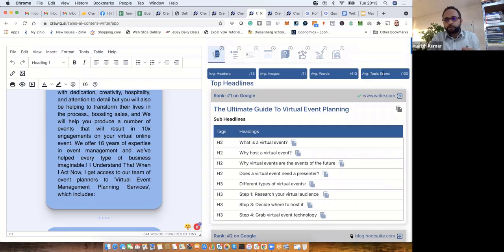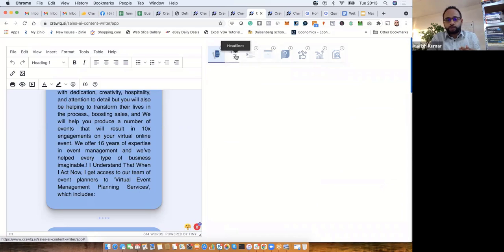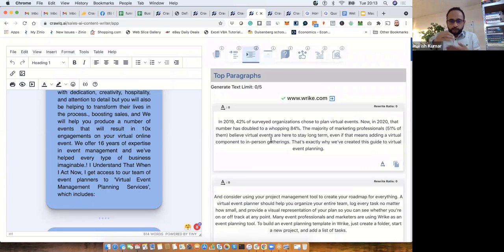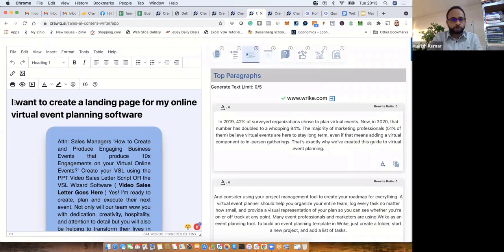You get here topic scores. So if I go to this, these are all the headlines, these are all the paragraphs, and now these paragraphs are sorted in an order of relevance to my main question. So this was my main question. I want to create a landing page for my online virtual event planning software. And all this information has been sorted in the order which makes semantic connection with this main topic. And of course, we are refining this process more with our own more advanced internal layer of semantic search.